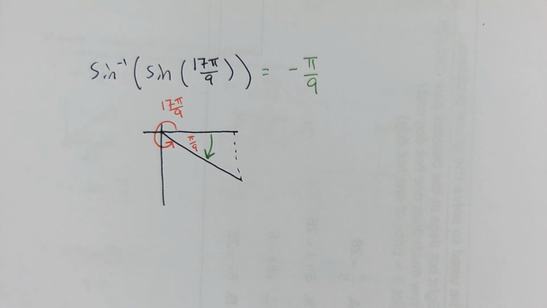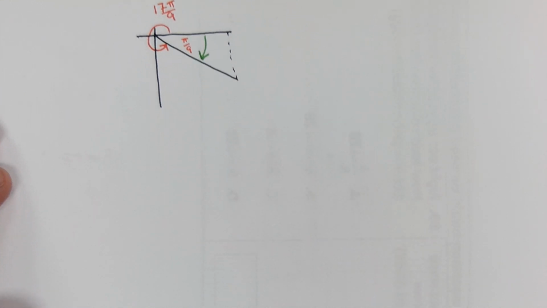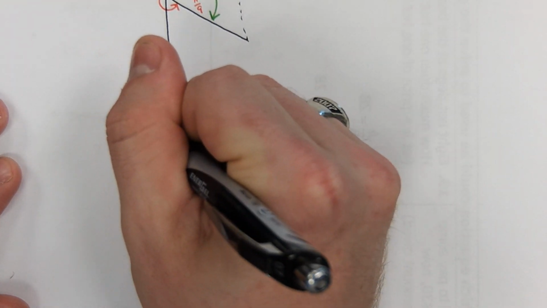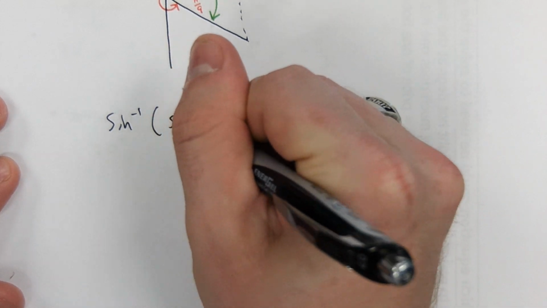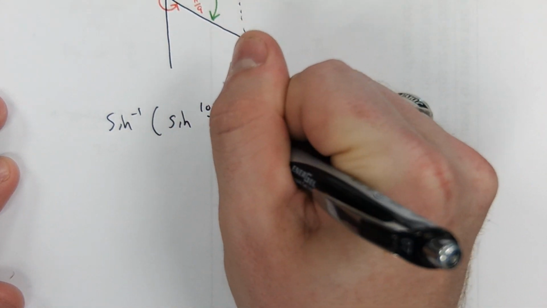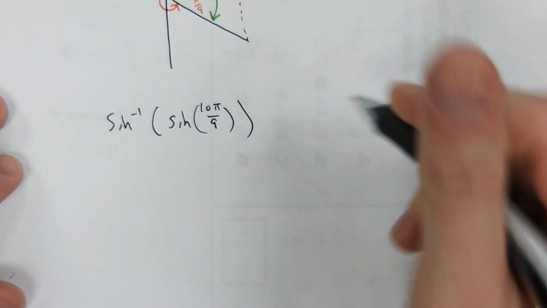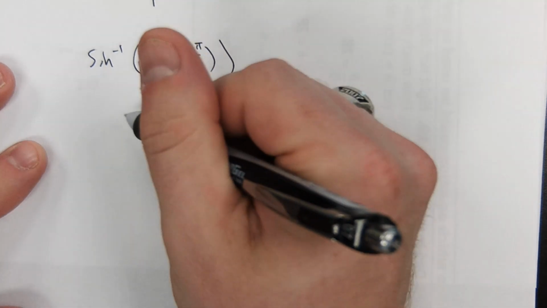But what if it hadn't been that? What if it had been something different, like 10 pi over 9? Again, one that we can't do by hand, at least I don't know what sine of 10 pi over 9 is. But I do know what quadrant that's in. Which quadrant am I going to find 10 pi over 9 in? Quadrant 3, because this is just a little bit past 1 pi. So it's in quadrant 3.